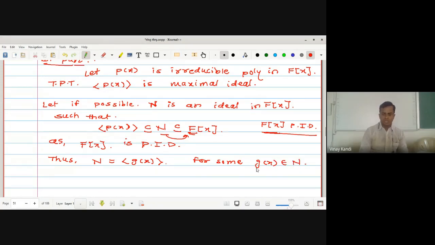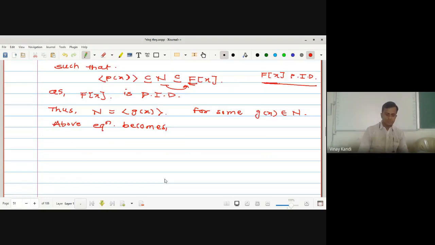Here it is in N. Okay, in the ideal, that means it is some element of F of x, and the ideal will be generated from it. Okay, so hence the above equation becomes: the ideal generated by p of x is contained in the ideal generated by g of x, which is an ideal contained in capital F of x, which is a ring of polynomials, that is a principal ideal domain.